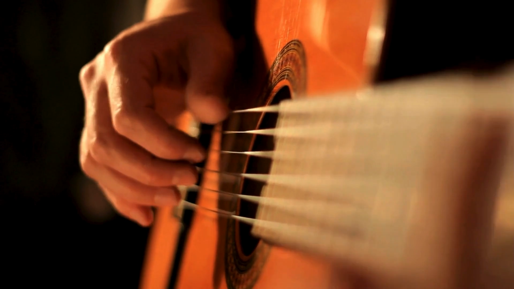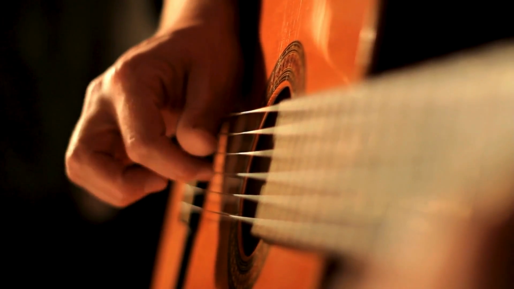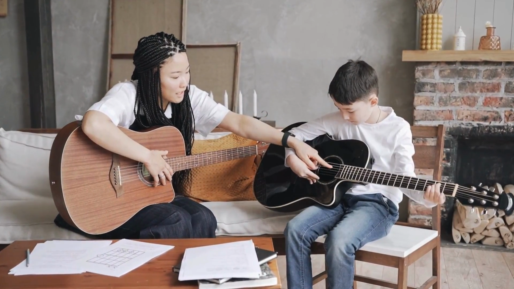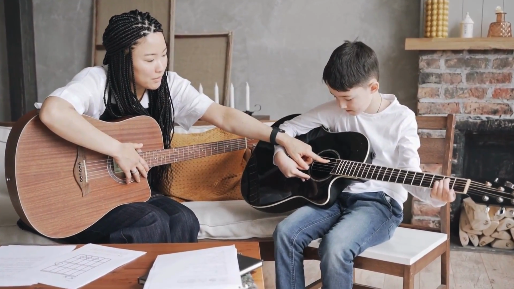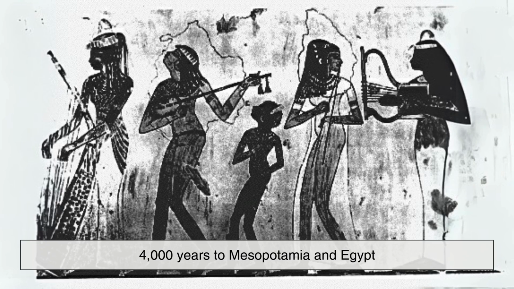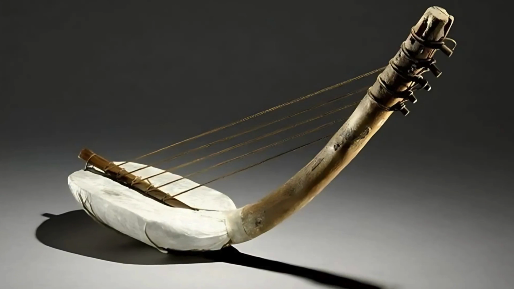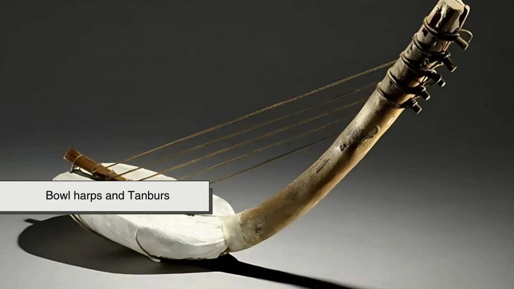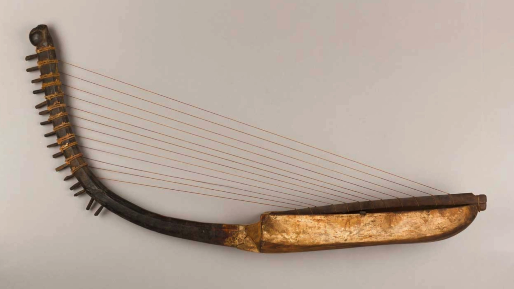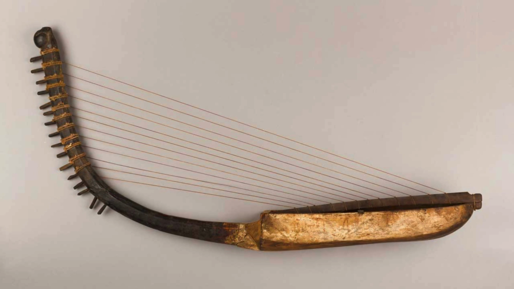The guitar, one of the most beloved and versatile musical instruments, has a history that stretches back thousands of years. Though its modern form is easily recognizable today, the guitar's origins are deeply rooted in ancient civilizations. The earliest stringed instruments that resemble the guitar can be traced back over 4,000 years to Mesopotamia and Egypt. These early instruments, known as bowl harps and tambours, had a resonating body and strings that were plucked to produce sound. Over time, these primitive designs evolved as they spread across cultures and regions.